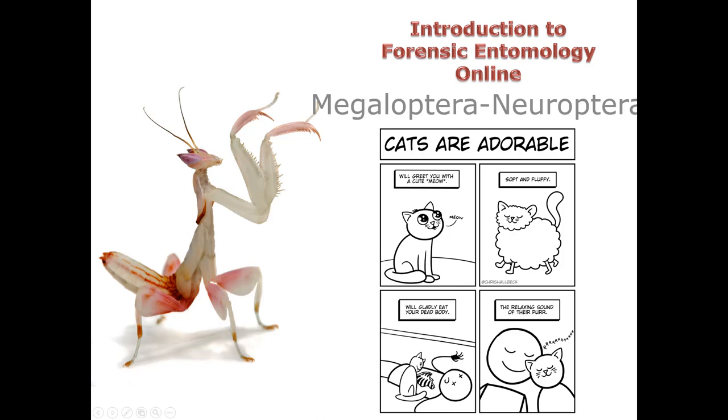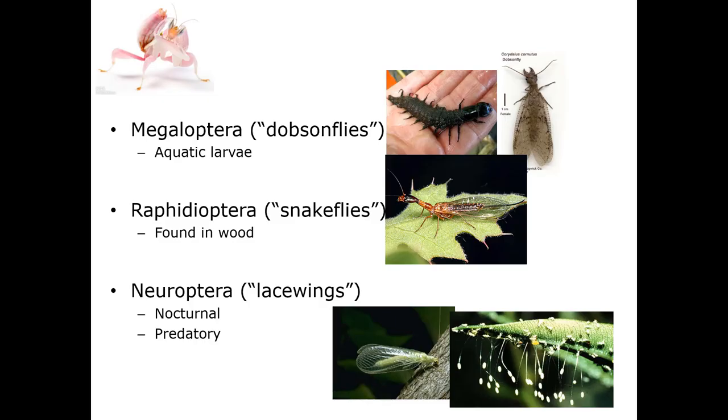All right, now let's move on to the next three higher orders. We're going to look at the Megaloptera through the Neuroptera. So the Megaloptera are commonly known as the Dobson flies, the Alder flies, or the fish flies.